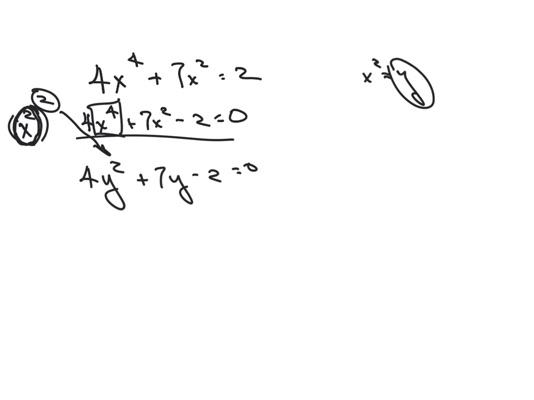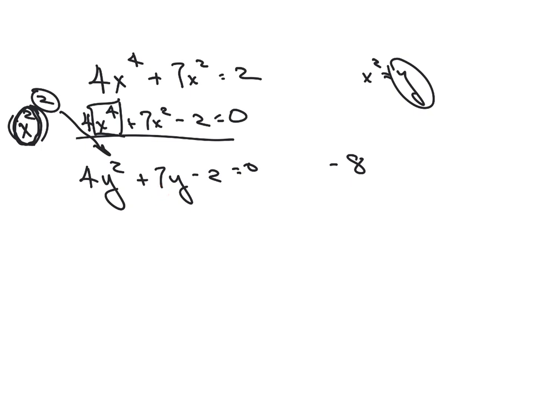And then I'm going to go ahead and multiply 4 times negative 2. So I need to find two numbers. So 4 times negative 2. Two numbers multiplied together give you negative 8, added give you a 7.